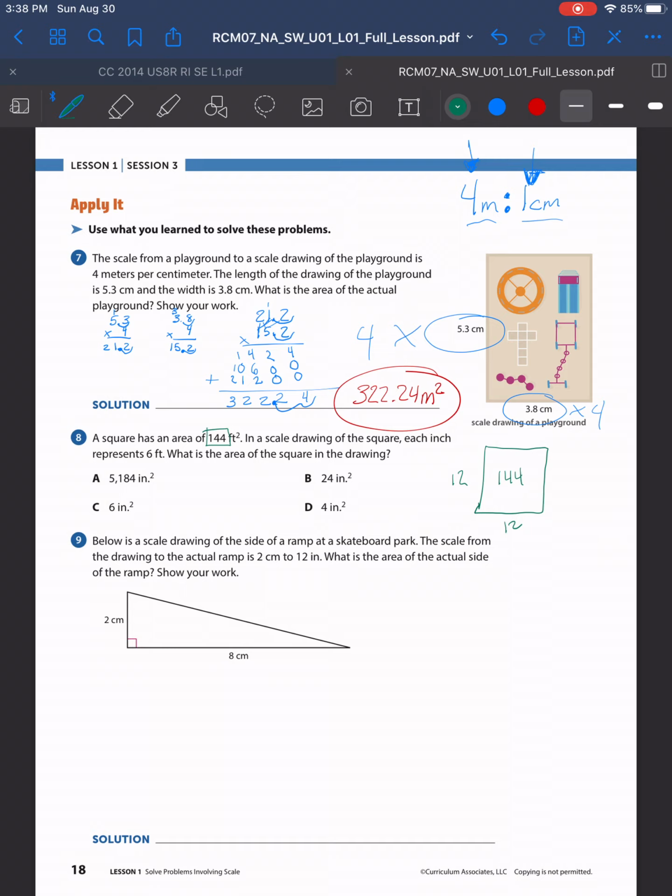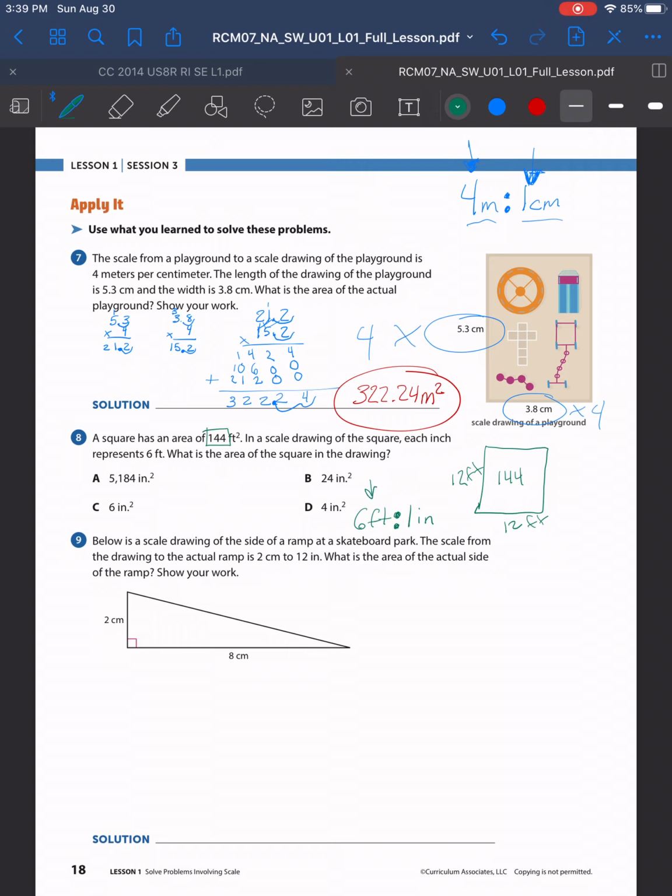So already when I saw 144, I thought, oh, 12 times 12. So here's my square. I know its length and its width are 12 because 12 times 12 is 144. Okay, so this is in real life. It would be feet. That's a big square. Okay, but now we're going to make the drawing, and the scale factor says each inch is 6 feet. So we're going to say 6 feet to 1 inch.